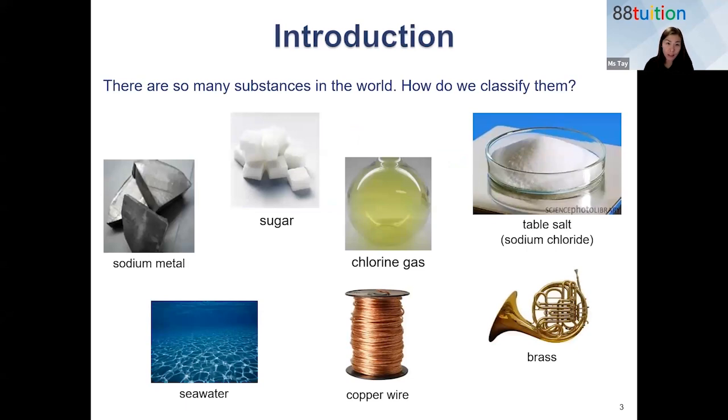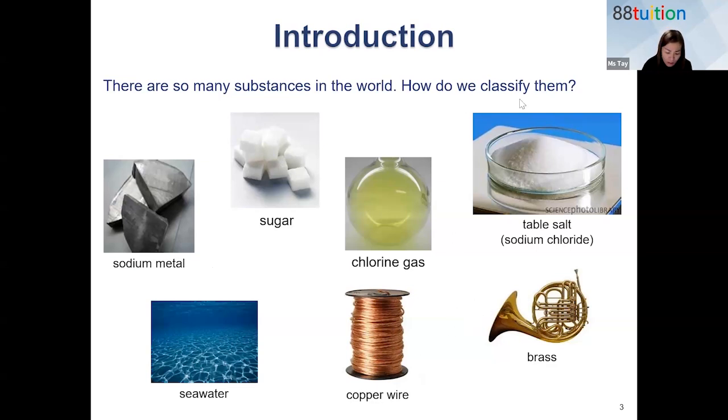So what is it about this topic that is important? This will eventually lead us to look into the separation technique, okay, when we study the mixtures and how to separate them. So before we can go into that, you need to understand what is the most basic thing on earth, okay? So when we look at this particular slide, you will see sodium metal, sugar, chlorine gas, then table salt, brass, copper wire, seawater. All of them are made up of different things. Okay, so what are the different things there?